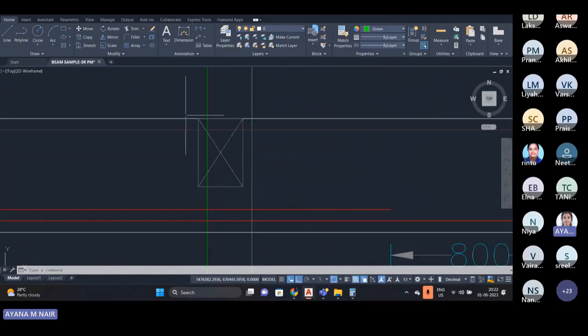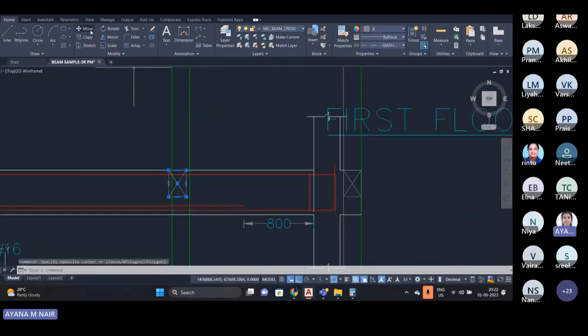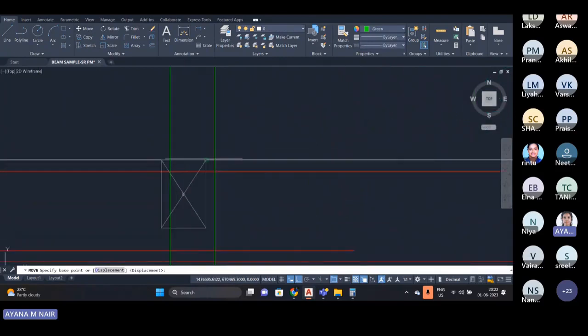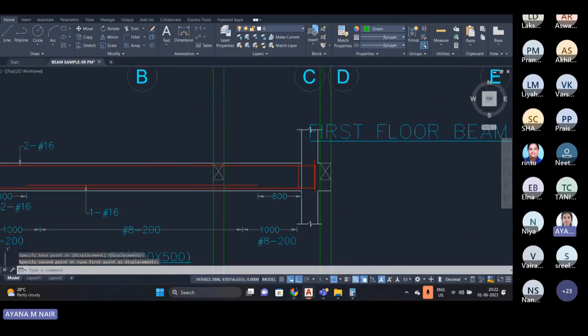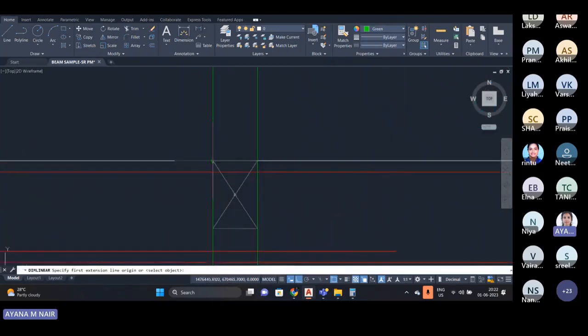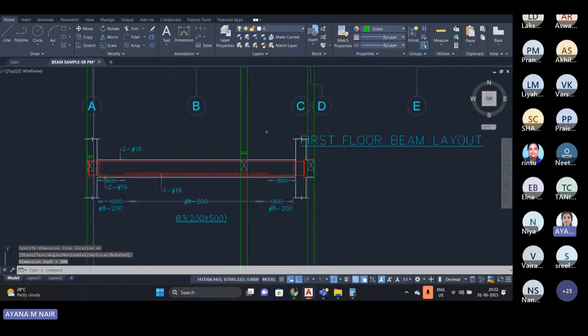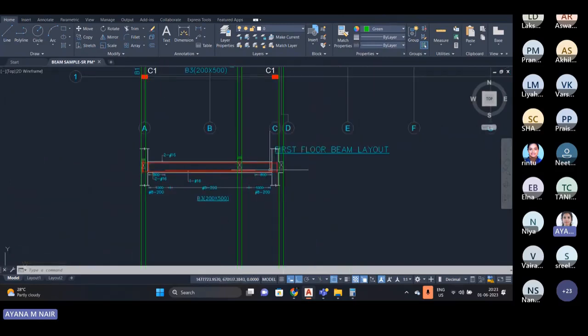Now the position of this beam is somewhere else. So we have to move this beam according to this X line. So here it comes. While checking the dimension, you can notice that it is 200. So this is basically the length correction for the beam. This is the first step we have to follow. After that, you have to delete all these X lines.